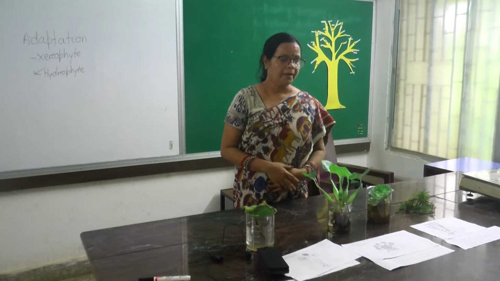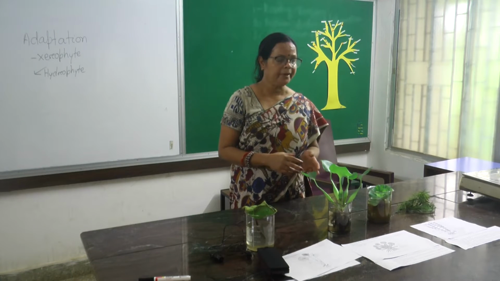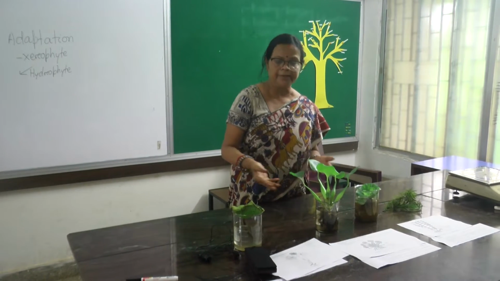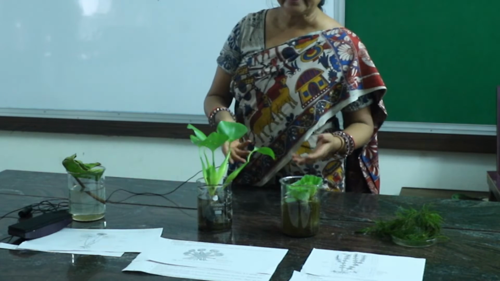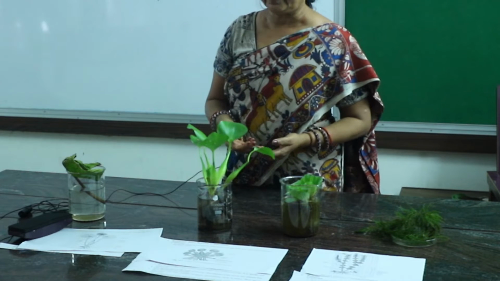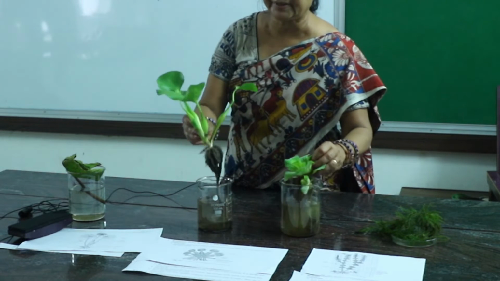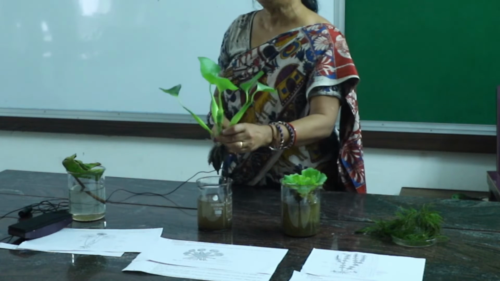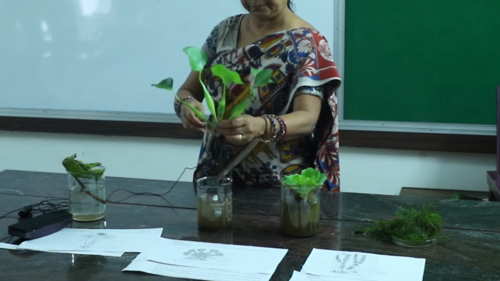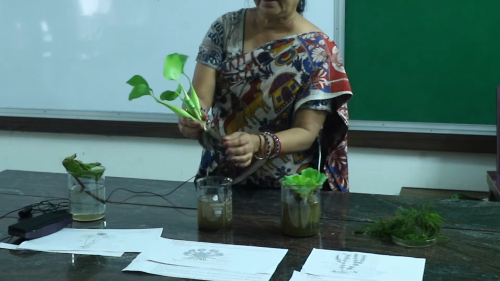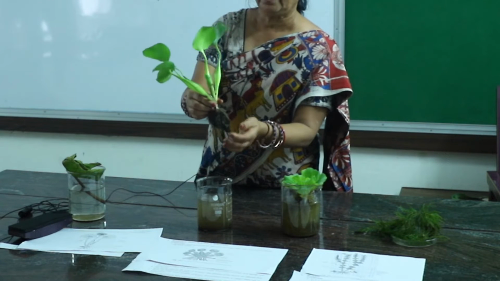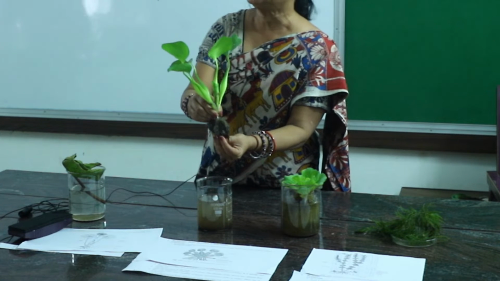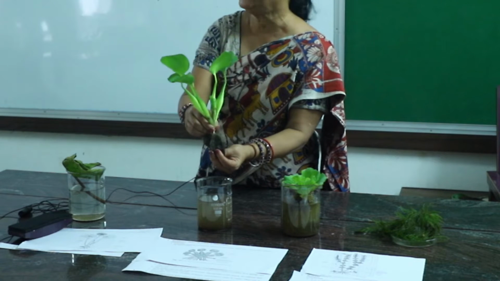Hello students, now I am going to demonstrate and explain different adaptations of some plants, hydrophytic adaptation. So there are many plants here. I'd like to explain free floating plants' adaptation. There are two free floating plants: one is water hyacinth, another is Pistia. These plants are generally adapted for free floating conditions. Look here, this is water hyacinth. It has a bunch of spongy and hairy roots, and these hairy roots generally help in buoyancy or floating conditions.